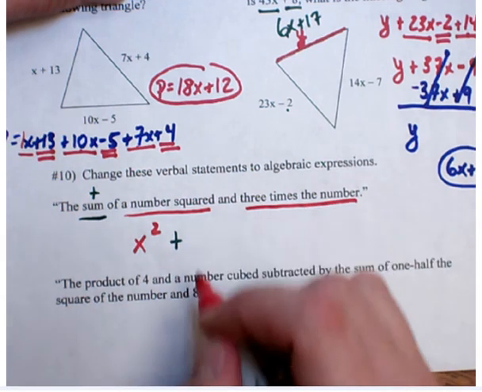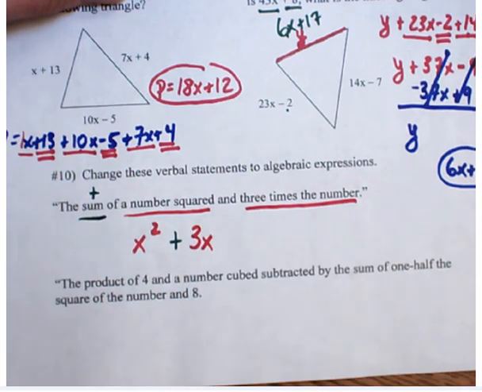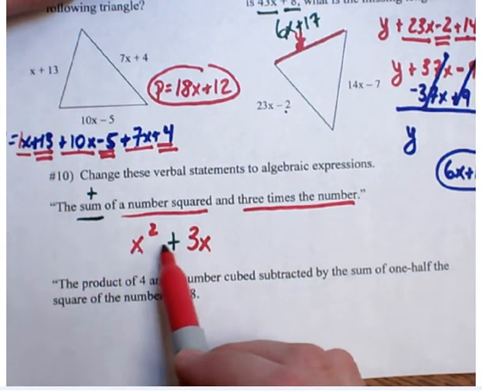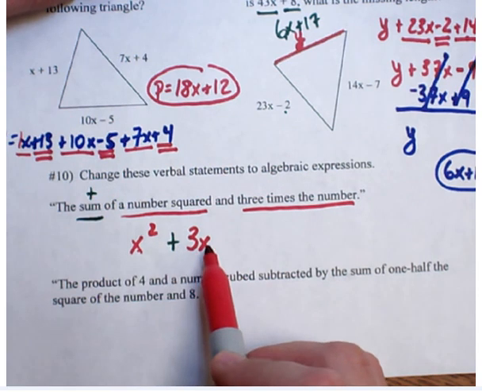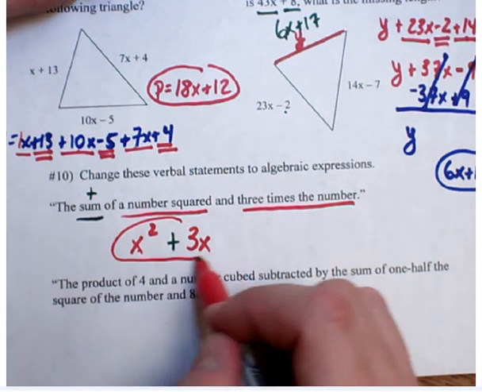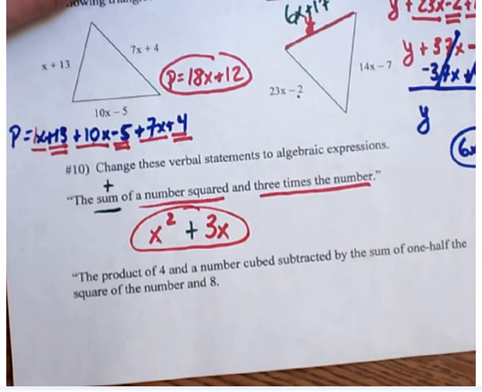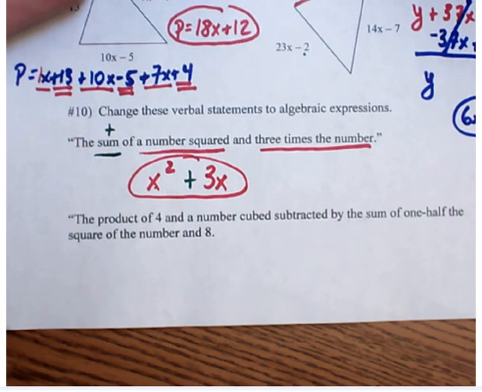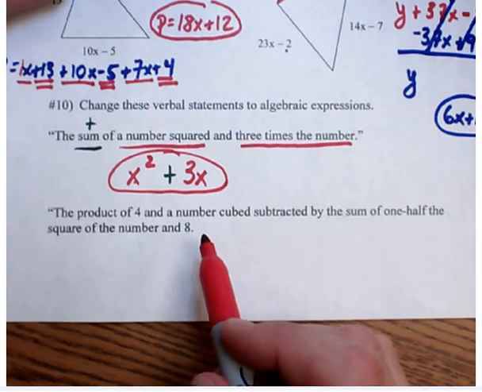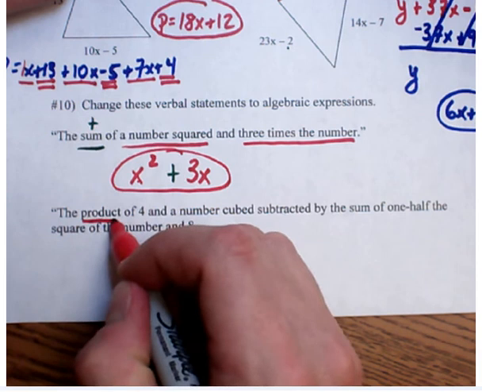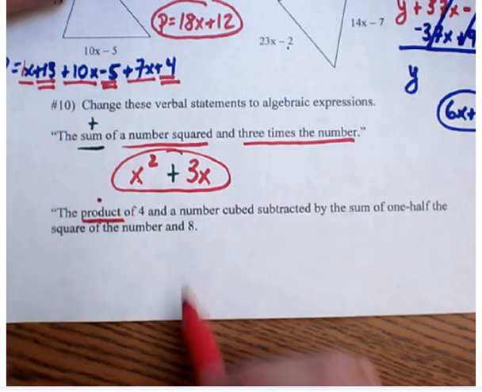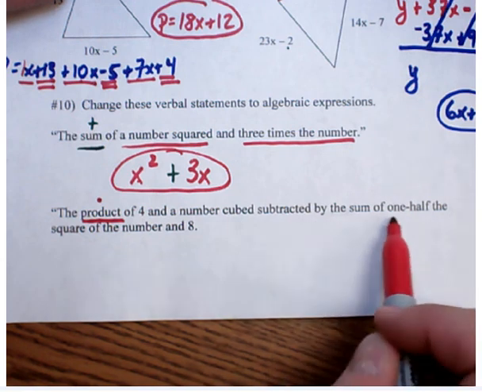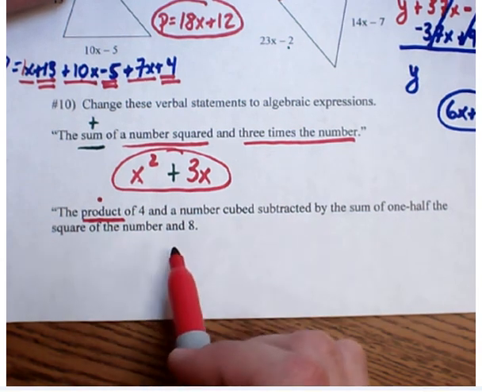How could you say that? How about 3x? The sum of a number squared and 3 times the number. That looks good. There we go. That's the answer to the first part of 10. And then the second piece here, last thing we'll do, the product, okay, product is multiply, of 4 and a number cubed subtracted by the sum of 1/2 the square of the number and 8. Whew, okay.